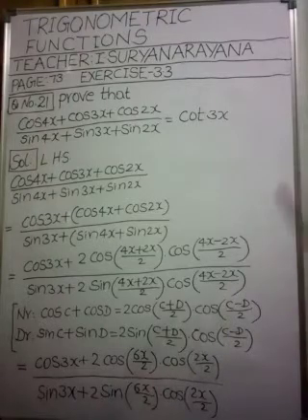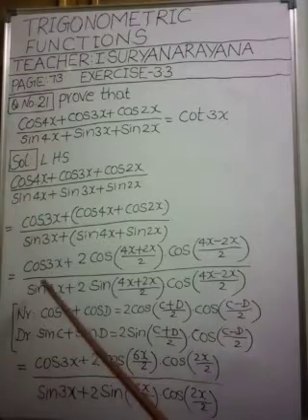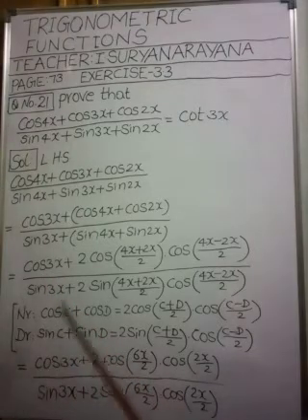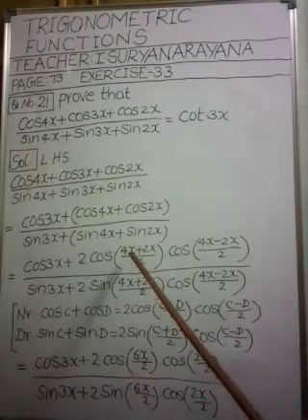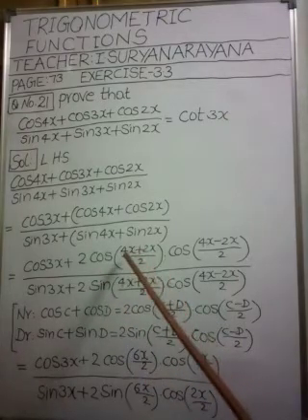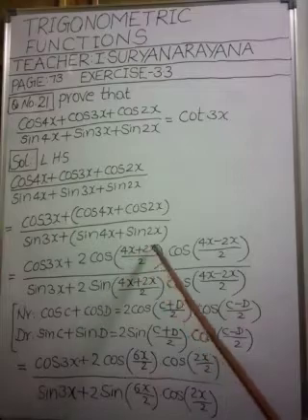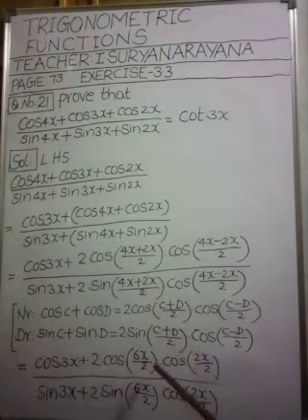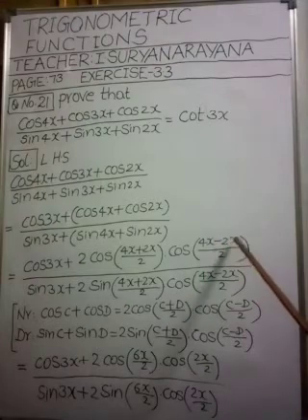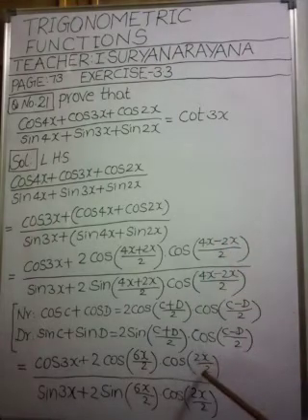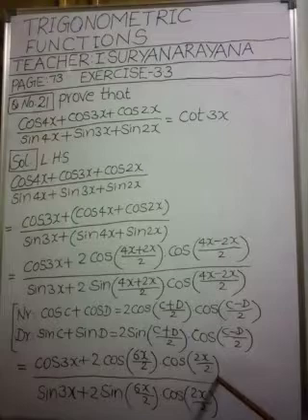Okay, my children? Right. That is equal to cos 3x. We wrote this first term as it is in the numerator, plus 2 cos. What do you get in the numerator here? 4x plus 2x, that is 6x by 2, into cos. In the numerator, what will you get? 4x minus 2x. Yes, 2x by 2. Understood the numerator, my dear children?